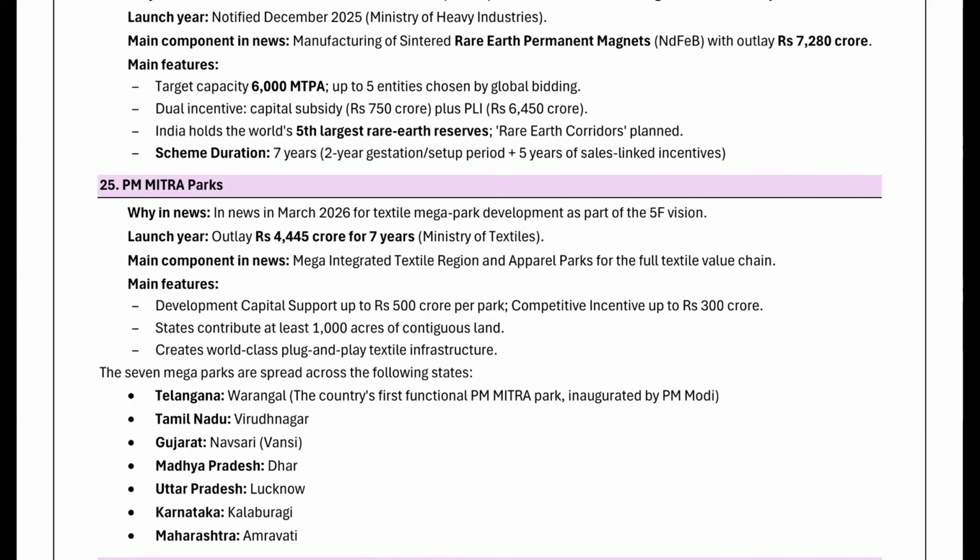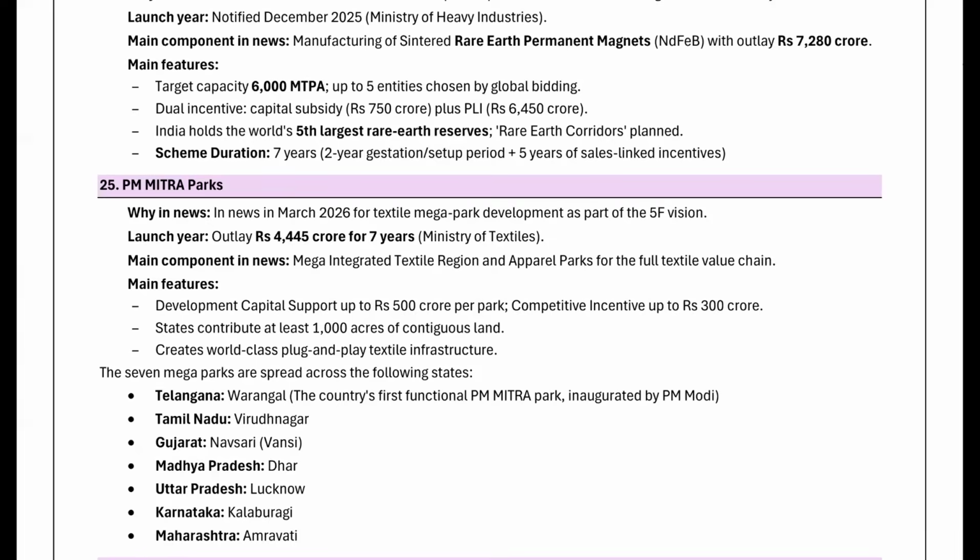Okay? They can ask the outlay at most, which ministry is supporting it, what it is, and why this scheme has been implemented. These are the questions that can come. The memory trick is: it is a magnet mission. The one-liner is REPM equals magnet security for India.